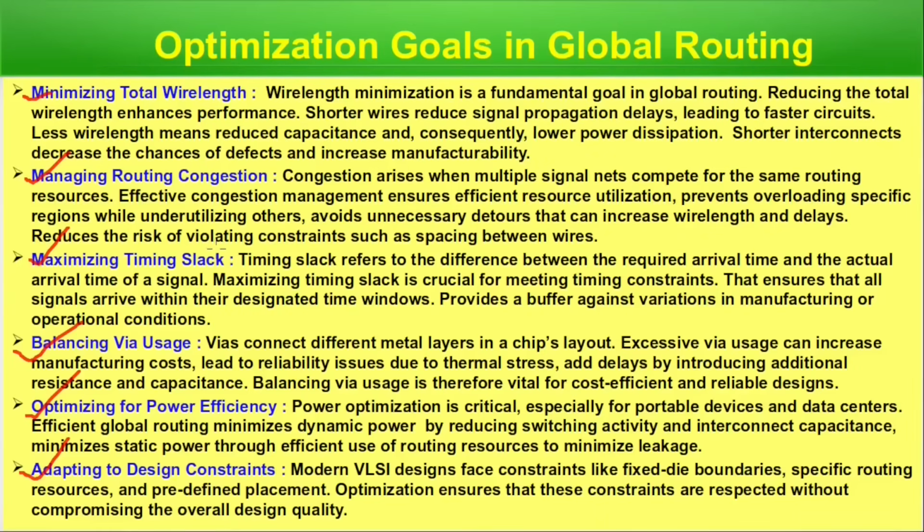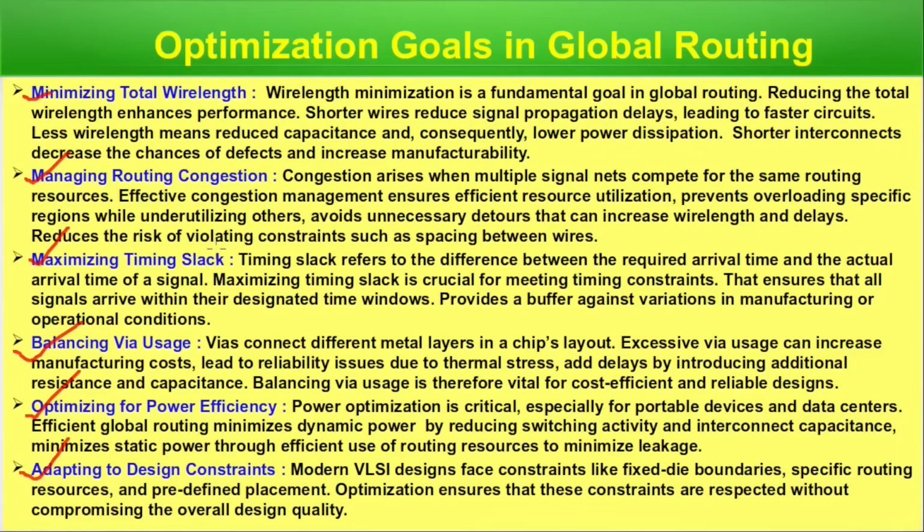Timing slack refers to the difference between the required arrival time and the actual arrival time of a signal. Maximizing timing slack is crucial for meeting timing constraints. That ensures that all signals arrive within their designated time windows, and provides a buffer against variations in manufacturing or operational conditions. So timing slack is required for meeting timing constraints.